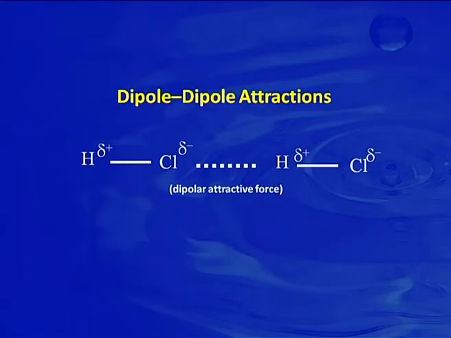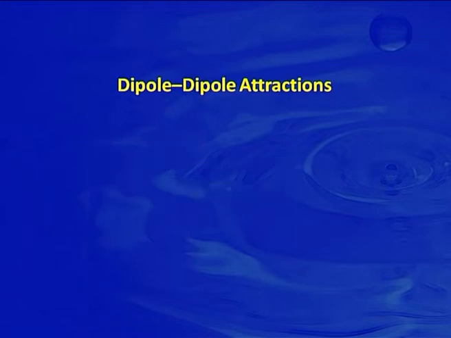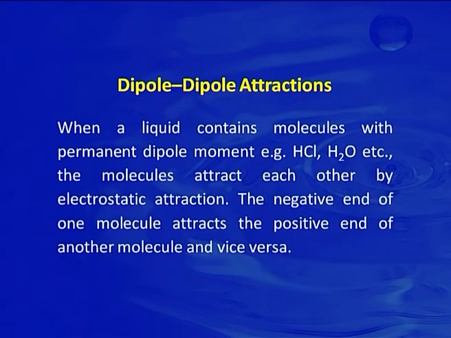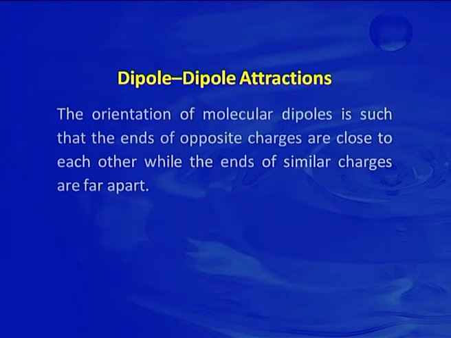Here are two molecules of HCl, H and Cl, H having the partial positive charge and Cl having the partial negative charge, and the attraction between chlorine and hydrogen, the dipole, is known as dipole attraction force. When a liquid contains molecules with a permanent dipole moment, for example HCl, H2O, etc., the molecules attract each other by electrostatic attraction. The negative end of one molecule attracts the positive end of another molecule and vice versa. The orientation of molecular dipoles is such that ends of opposite charges are close to each other, while the ends of similar charges are far apart, as given in the diagram.